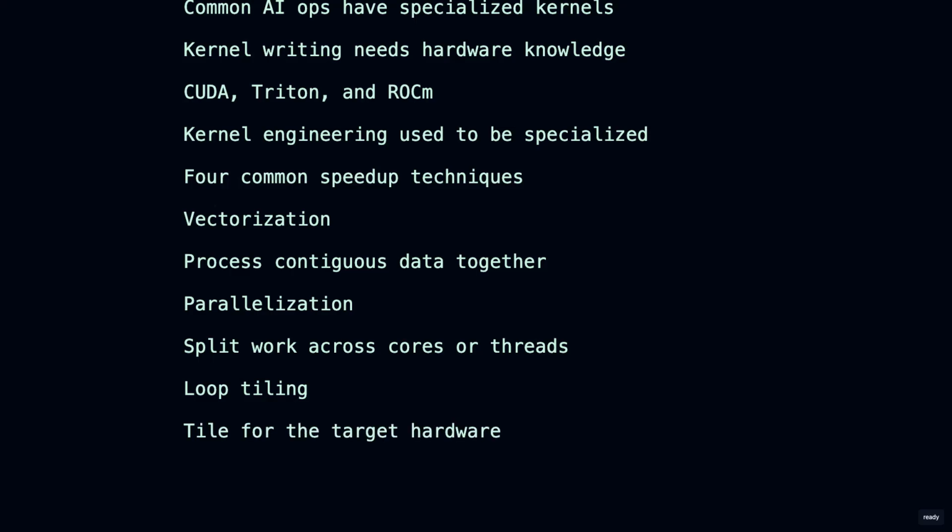A tiling strategy that works well on a CPU may be poor on a GPU. The lesson is that locality matters, but the right access pattern depends on hardware.